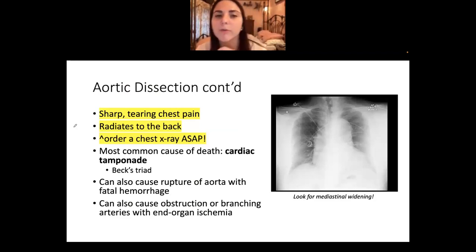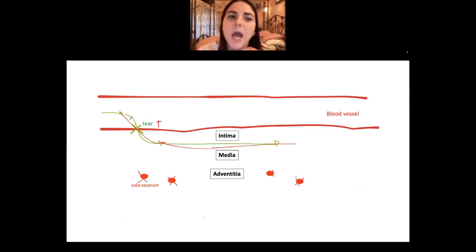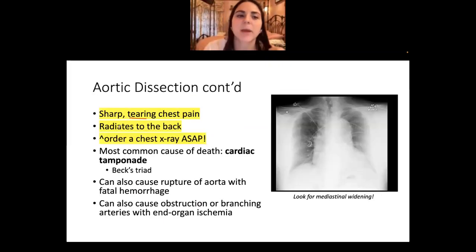This is all stuff to look for in a patient. You can literally save them if you can diagnose this quickly. The presentation is sharp, tearing chest pain. Think about tearing through these layers. It's going to feel like it's ripping through them, and it radiates to the back, because it goes from the aorta through those layers, so it feels like it's going to the back.